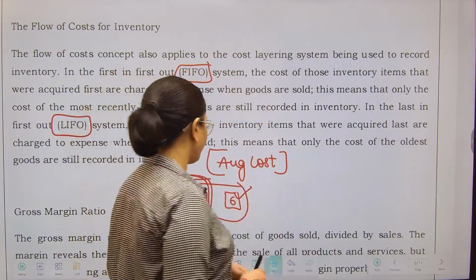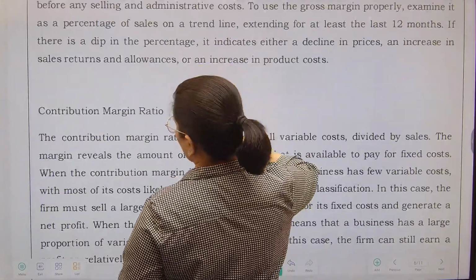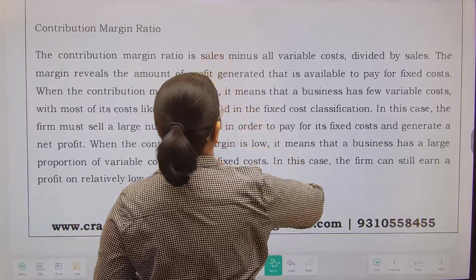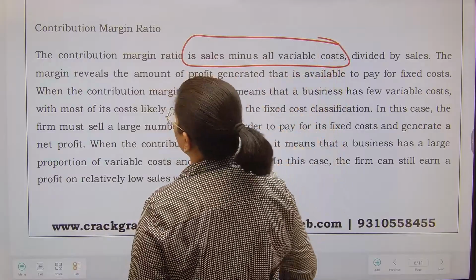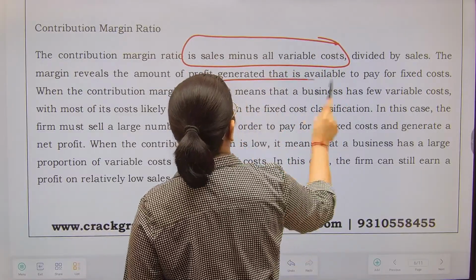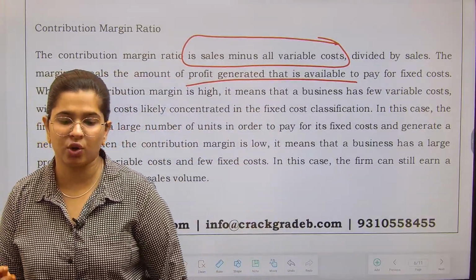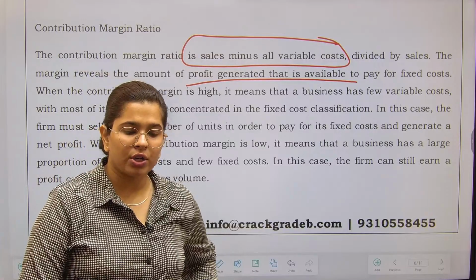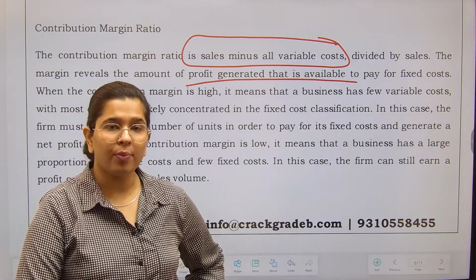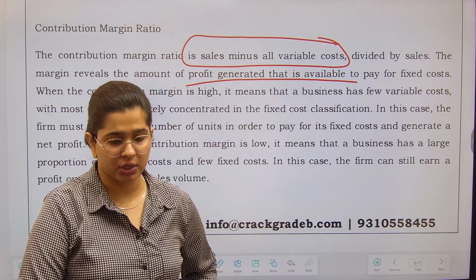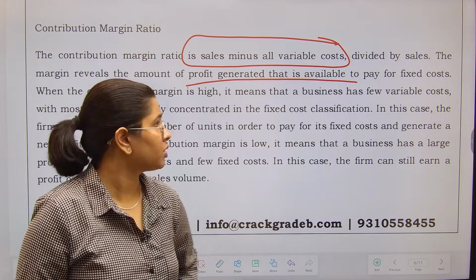Okay, gross profit, gross margin I already explained. Contribution margin, I have already told you what a contribution is. So contribution is sales less all variable cost, divided by the sales. It tells you what amount is available for the fixed cost payment. Because जब आप contribution में से fixed cost deduct करते हैं, then you get the net profit, right? So this is what contribution is all about.